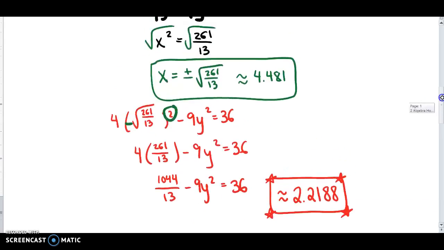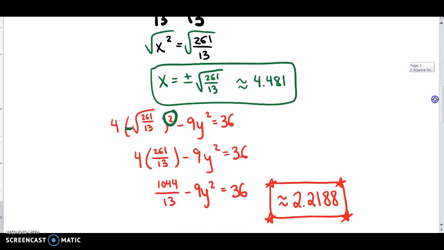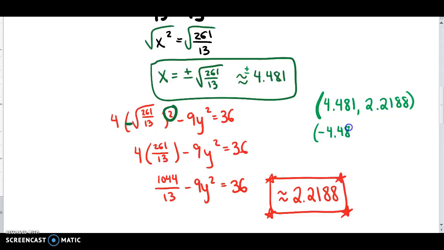Okay, but if you look back down at our answer compared to our graph, notice there's 4 intersections. If I'm thinking about setting these up as a point, I know my x coordinates are positive. I'm actually going to write this as the decimal just for ease of writing. Positive 4.481, and my y coordinate would be 2.2188. That's 1 point. Okay, then, oops, I forgot my plus or minus here. I'd also have negative 4.481, 2.2188.